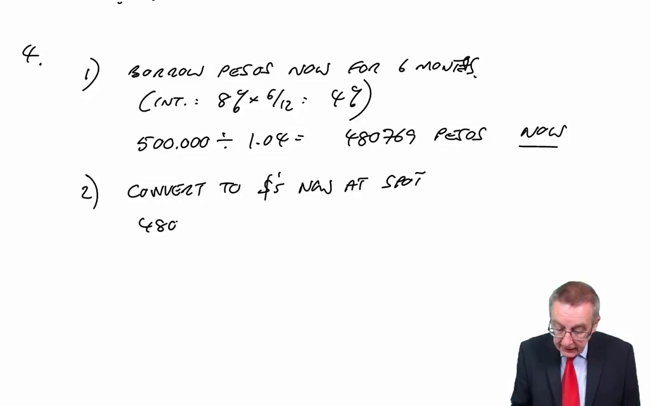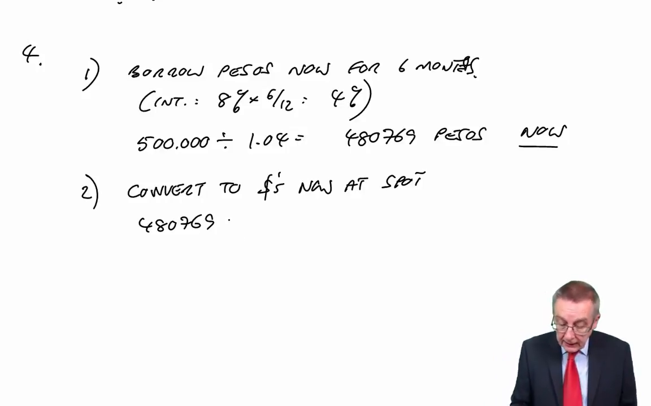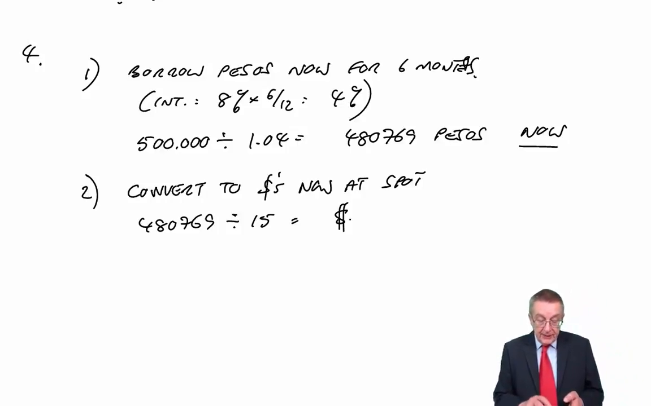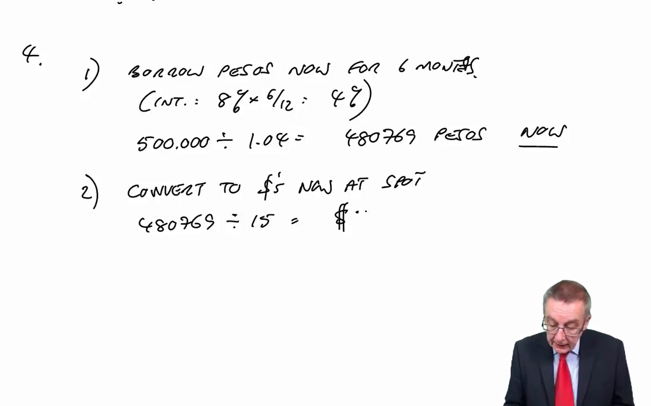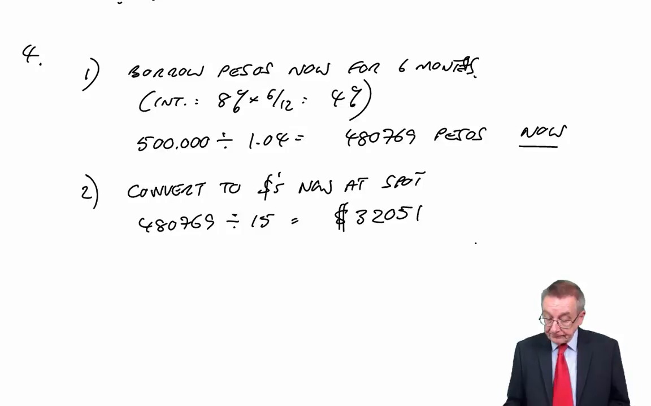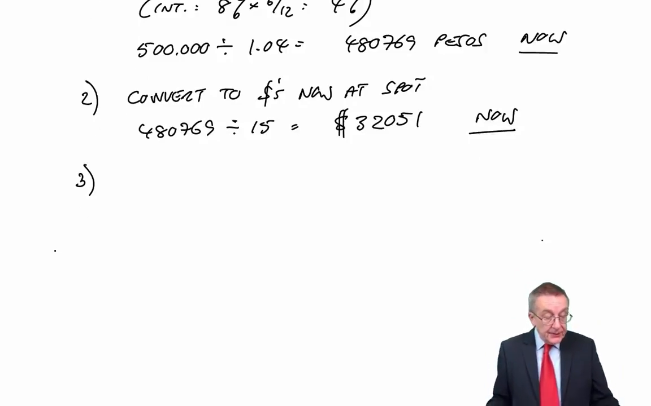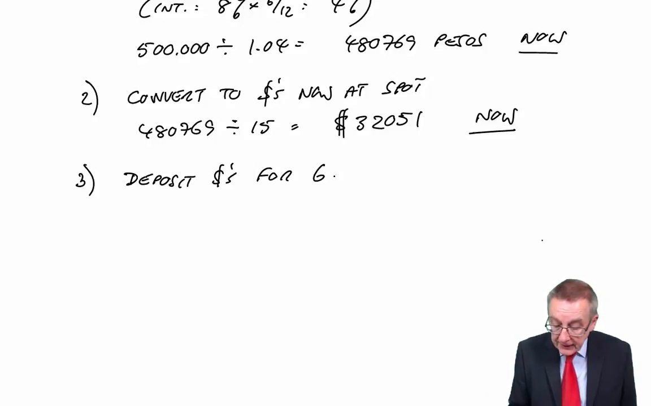And so with 480,769, the spot rate, there are 15 pesos to the dollar. So to convert to dollars, divide by 15. 480,769 divided by 15 is 32,051. It's that many dollars now. However, finally, instead of taking the dollars now, we wait 6 months, which is when the receipt would have come in, and so we deposit the dollars for 6 months.